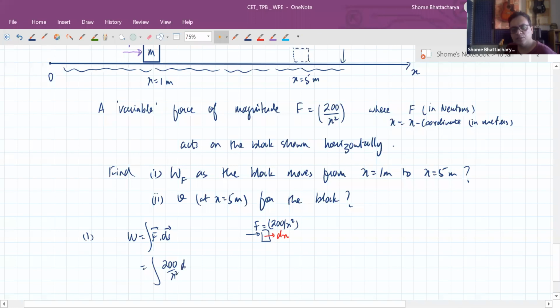So this will just become 200 by x square into dx, because the angle between the force and the displacement is 0, so cos 0. So magnitude of force into dx. And now we have to integrate this from initial to final, so that is x equal to 1 to x equal to 5, right?